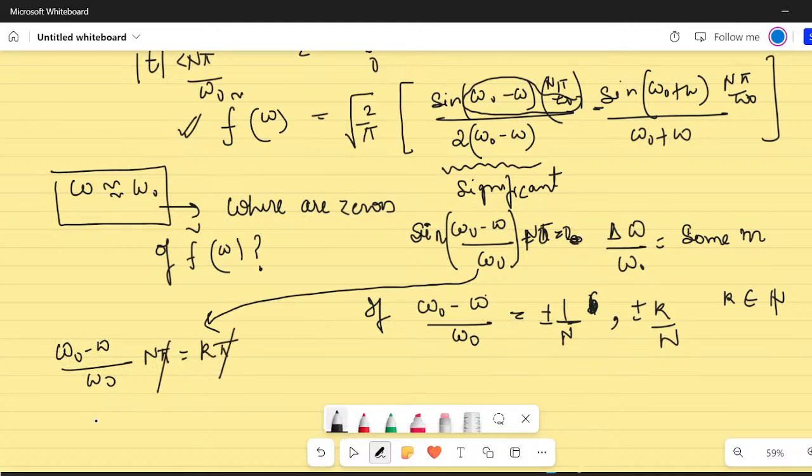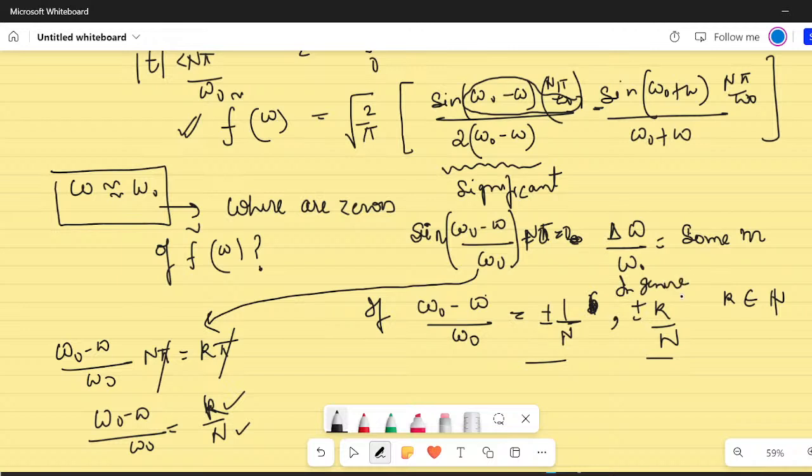Okay, if it becomes equal to k pi, or if I write that (omega naught minus omega) divided by omega naught is simply k upon capital N. Here k is also an integer, and n is some integer that I took. n is simply the number of cycles, so basically it is going to be positive, but you know that sine pi is also 0 and sine minus pi is also 0, so this will take both plus and minus signs. So basically this is how I have written.